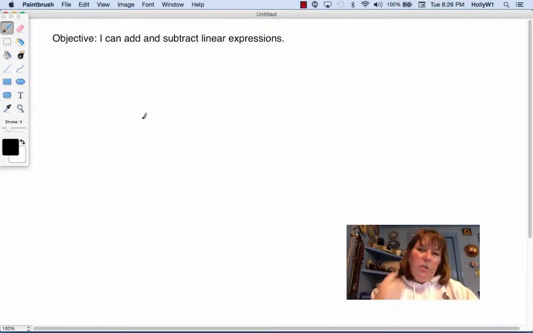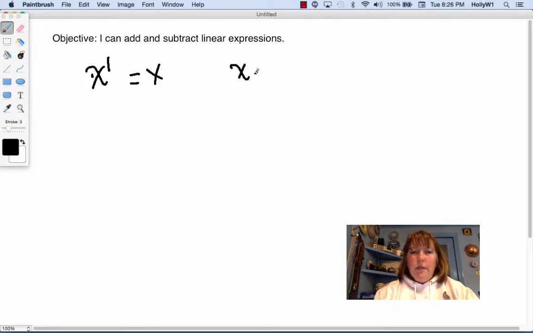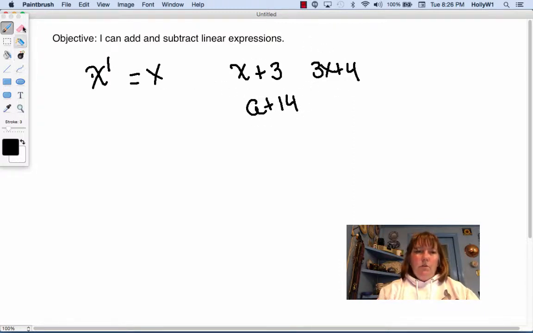A linear expression is just an algebraic expression where the variable is to the first power. So x is to the first power, b, c, those are all to the first power. We don't typically write x to the first power, we usually see it like this, but that is to the first power. So a linear expression is anything like that, or 3x plus 4, or just x, or a plus 14. Those are all linear expressions because the variable is to the first power.